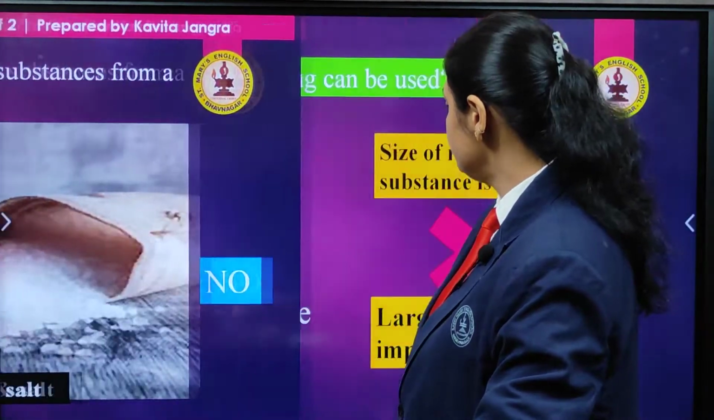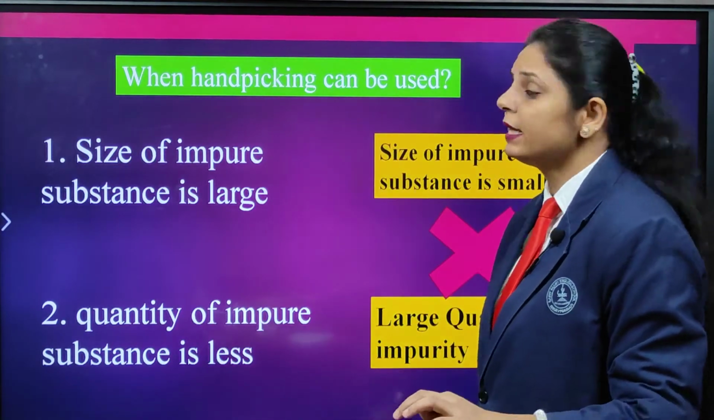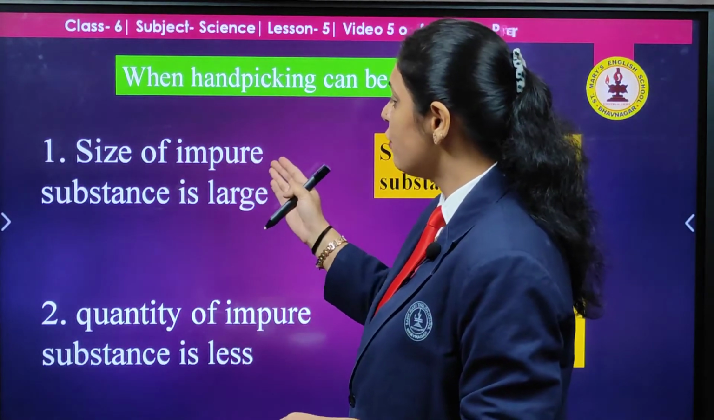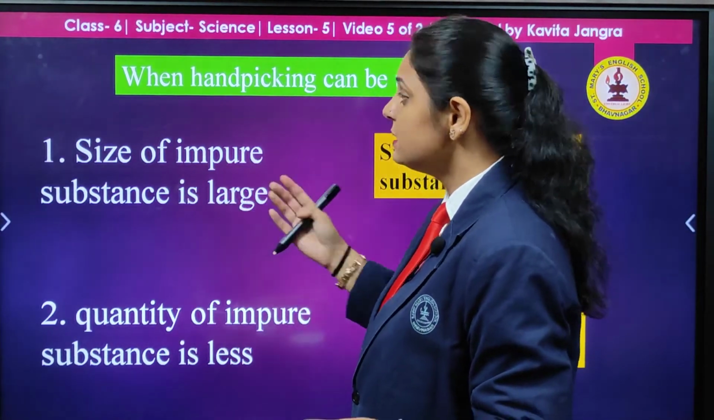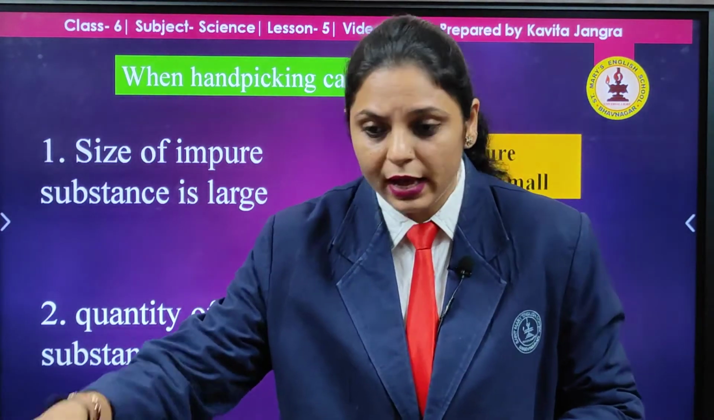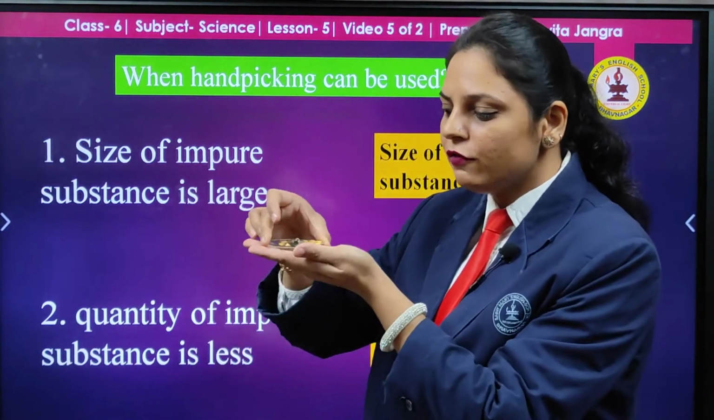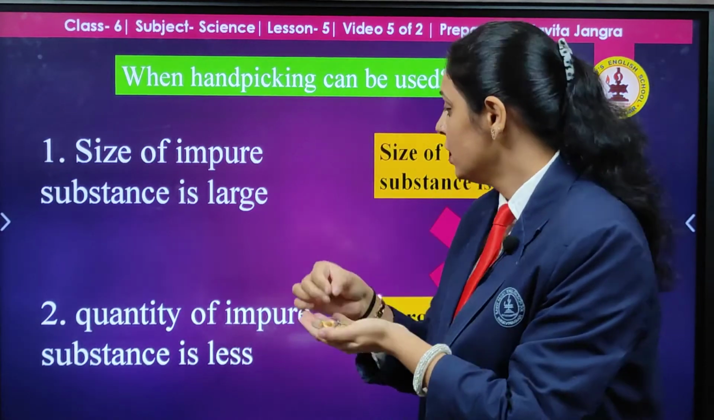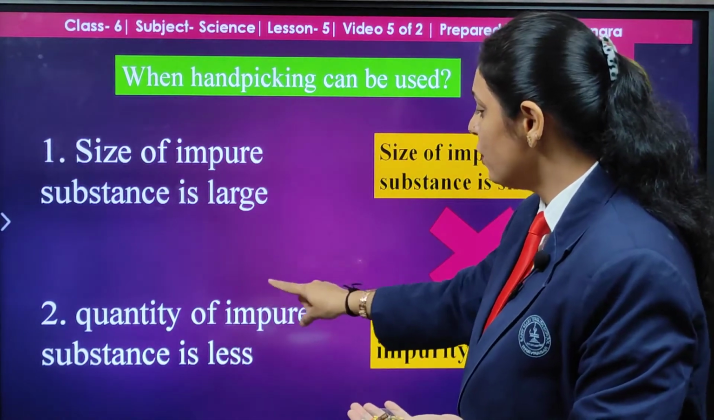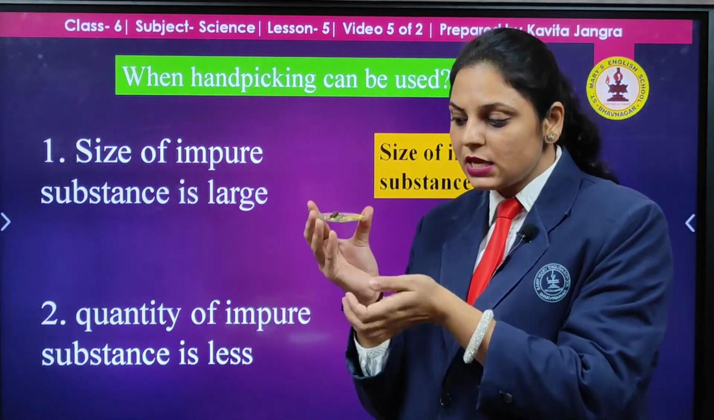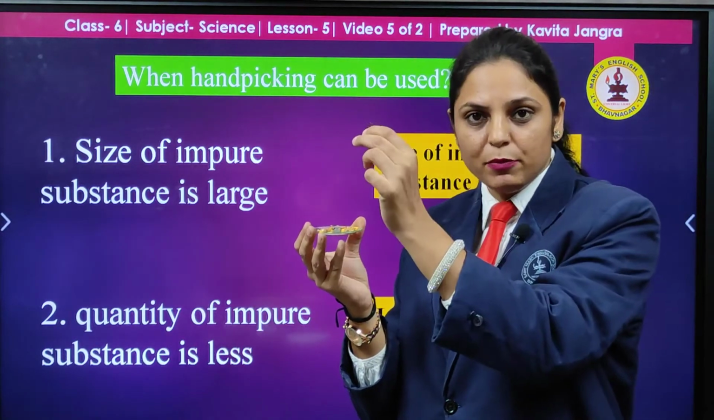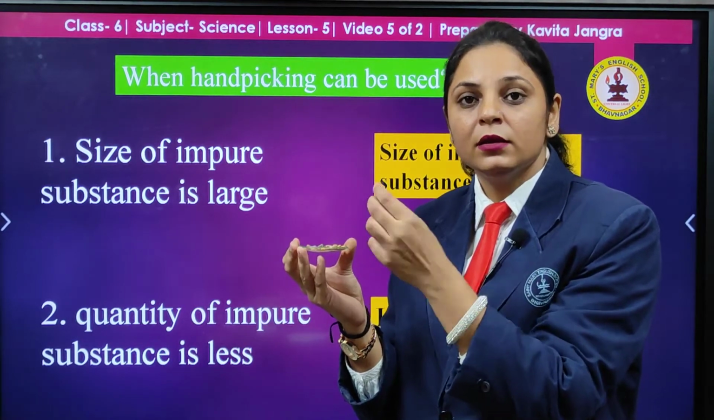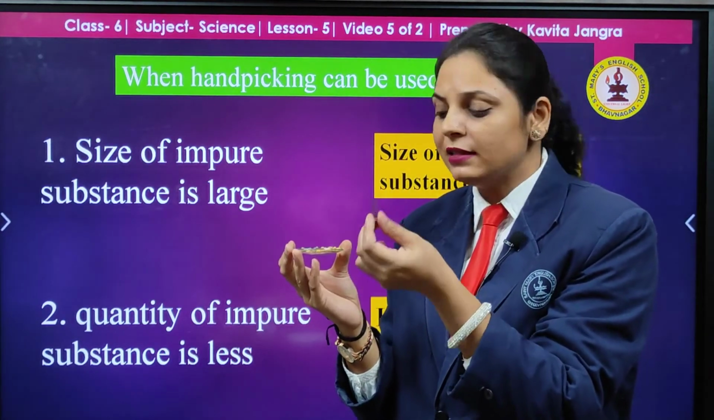So see here, where hand picking can be used: the size of the impurity or impure substance is large. Right now I show you this, that the size of the impurity is large. Right now this can be separated. Second, the quantity of impure substance is less. As you can see, this impurity which is not needed here can be seen and hand picked, and this is very less.